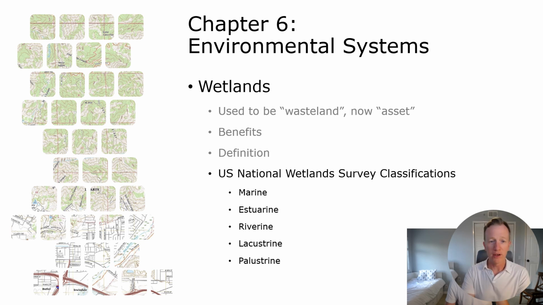Then you have riverine, which is a wetland that's occurring next to a river or a freshwater stream. There's lacustrine, which is a standing water body like a lake or a pond, and then that's acting as a wetland. And then you have palustrine, which is an inland marsh, a swamp, or a bog.